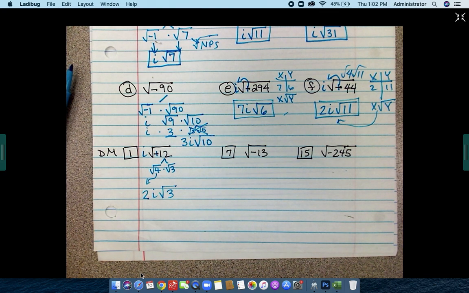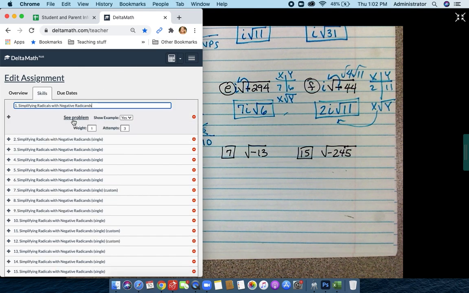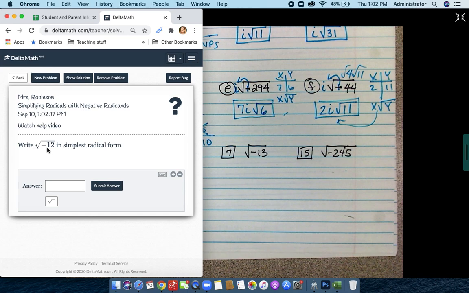So now I'm going to take you to hit pause, because I know you might think I'm talking fast, but remember to hit pause. And I'm going to go over to Delta Math and type this in. So I've got it pulled up here. Here's Delta Math. The problem we just did was number 1. So write the square root of negative 12 in simplest radical form.